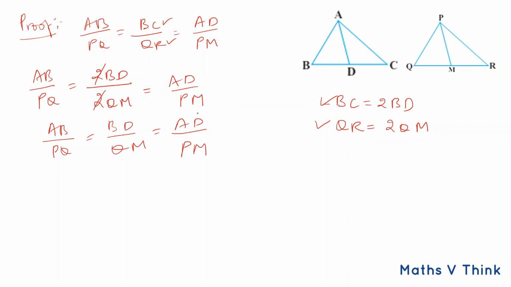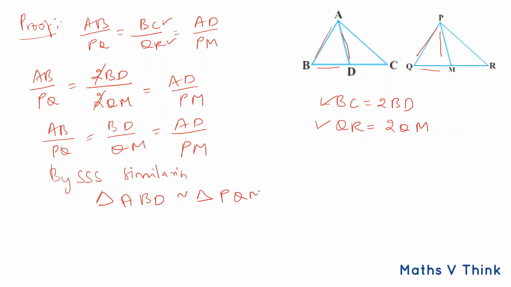PM. Now you check in the diagram, this AB by PQ, same way, equal to BD by QM, and same way AD by PM. So all the corresponding sides are proportional. So can I tell by SSS similarity, I can tell triangle ABD is similar to triangle PQM. Now I prove that this triangle is similar to this triangle.